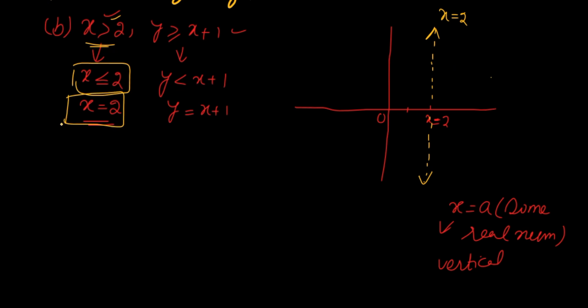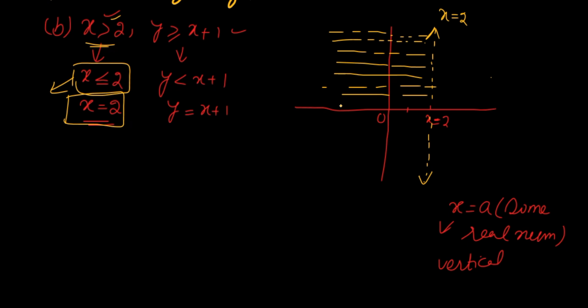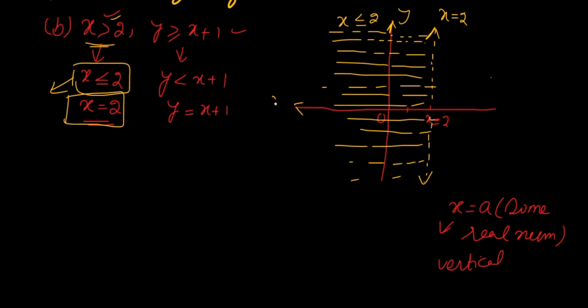Now, as the opposite inequality has a less than or equal sign, will the graph be towards the left or right? Yes, this will be on the left side. So this is the graph here. This shaded region represents the graph of x less than or equal to 2. This represents the y-axis. This is your x-axis.